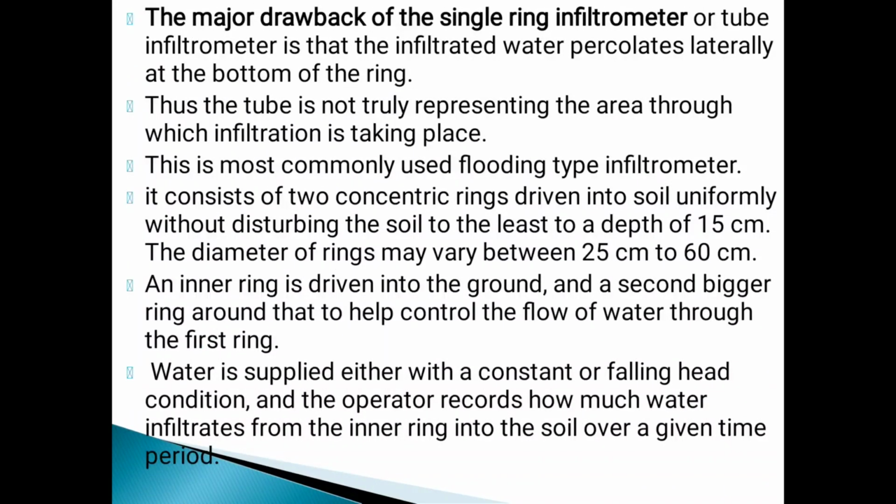The major drawback of the single ring infiltrometer or tube infiltrometer is that the infiltrated water percolates laterally at the bottom of the ring. Thus, the tube does not truly represent the area through which infiltration takes place.